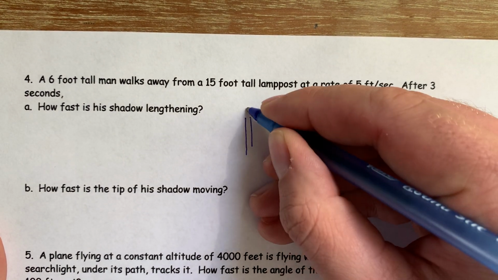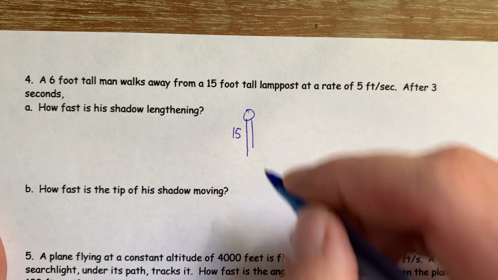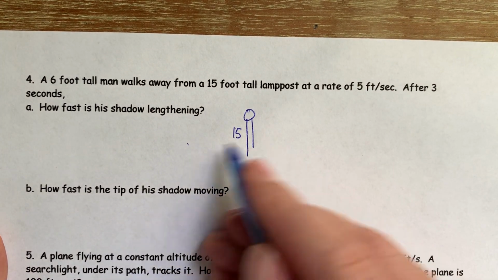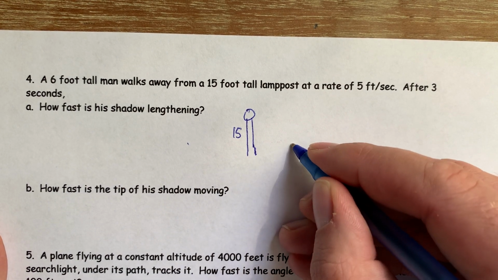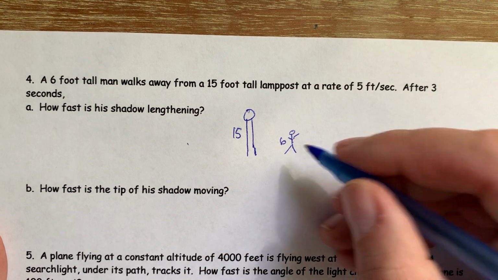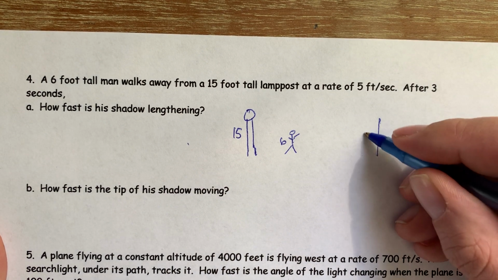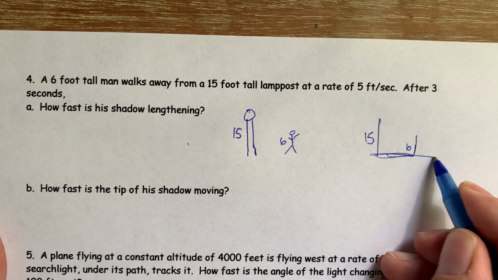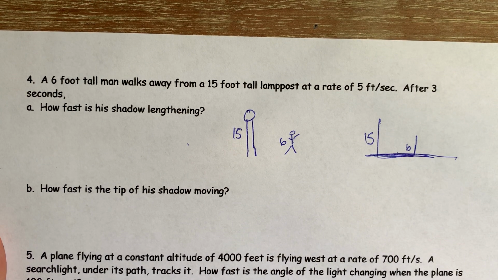Hopefully you drew a lamp post or something. This is 15 feet high, you didn't need to draw a nice picture of it, and there's a man, it doesn't matter what side of the lamp post he's on, but there's a guy who's walking away, and he's 6 feet tall. So if we draw it geometrically, we'd say 15 and 6, and they're both on the same ground, so maybe it looks like this.